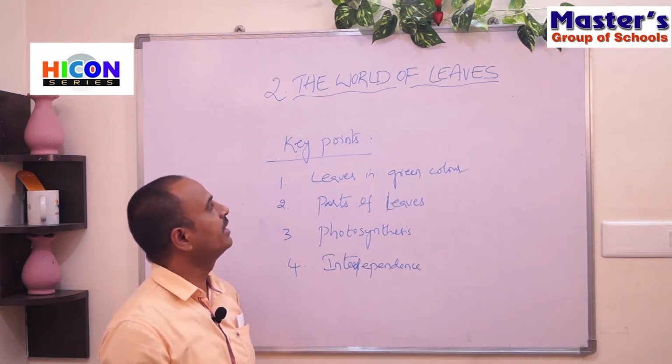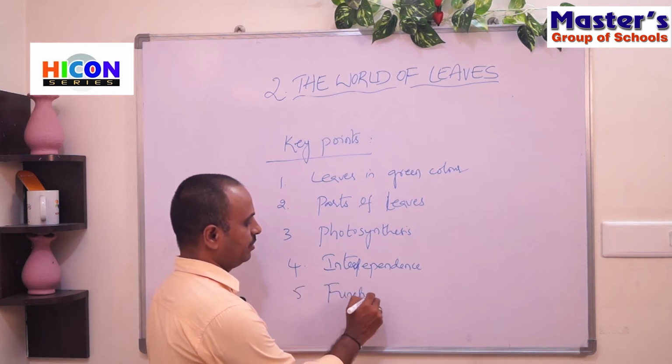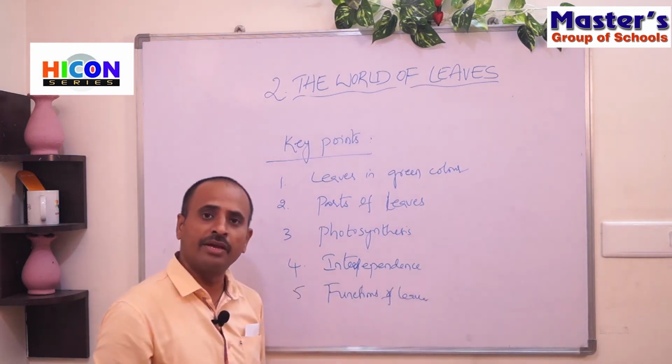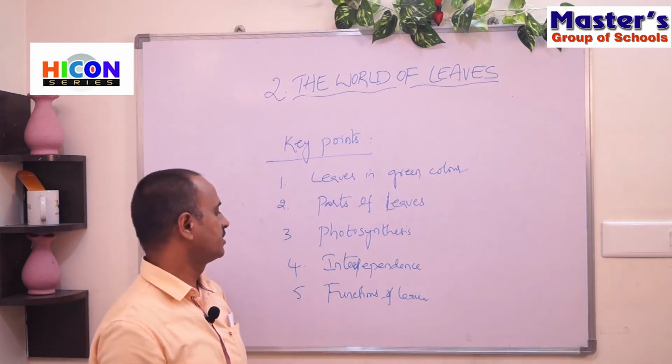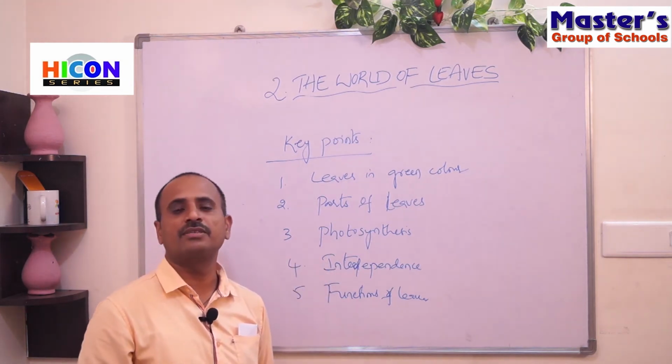Also, we have discussed the functions of leaves. There are some more functions of leaves. That means they give shade, they prepare food, and they reduce noise pollution. In this way, these are the functions of the leaves. So children, these are the main points we have discussed in this chapter.